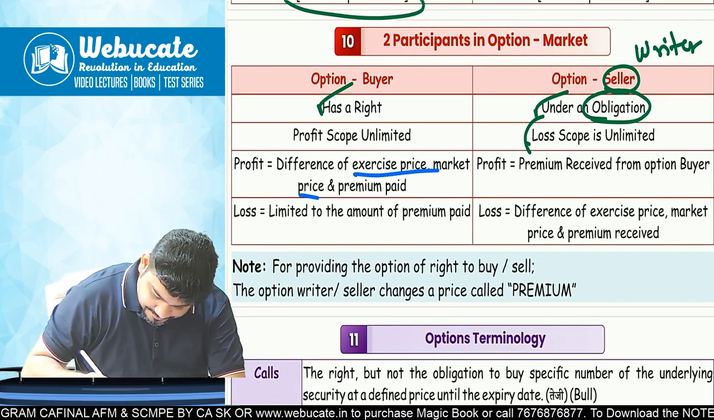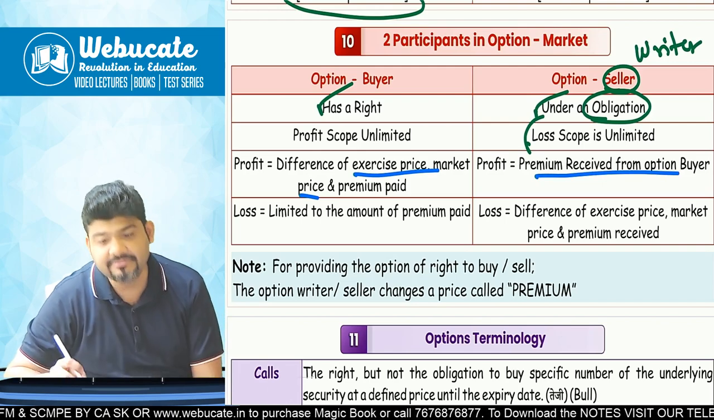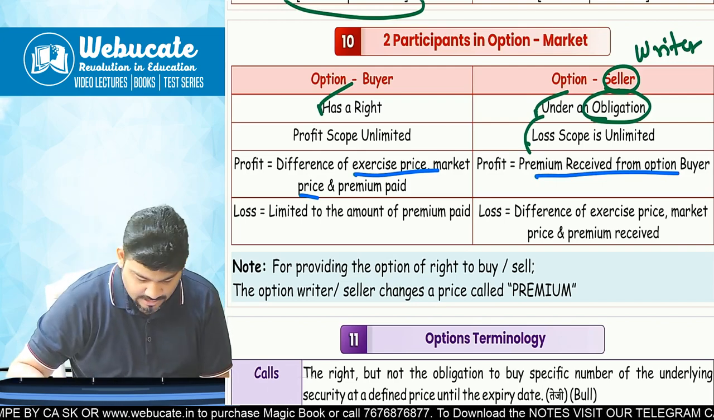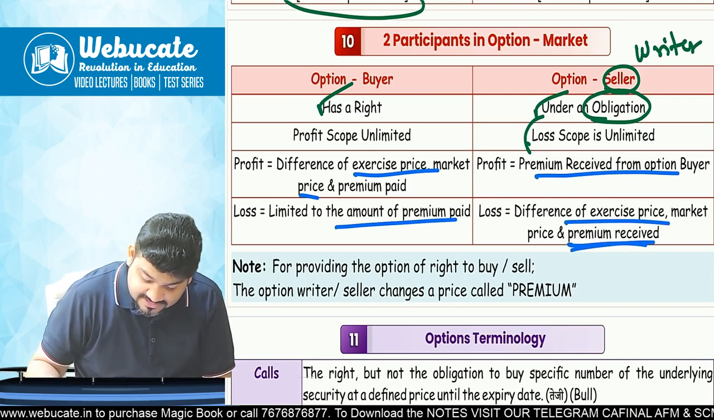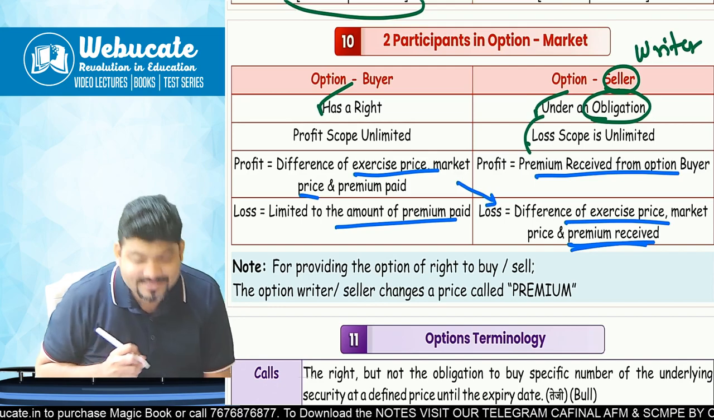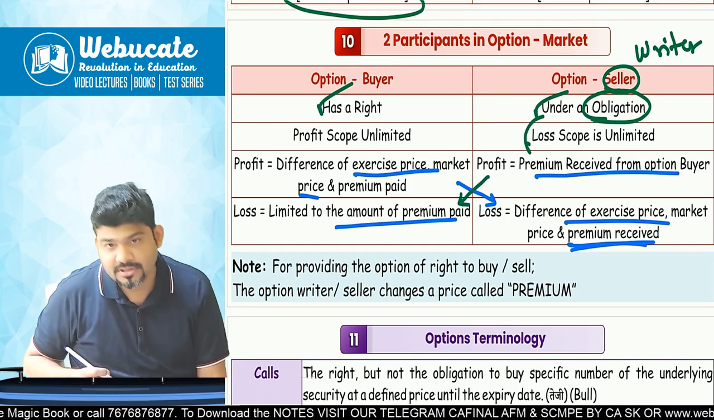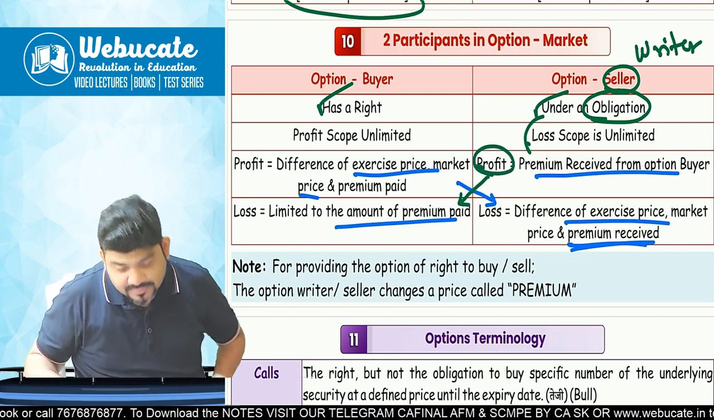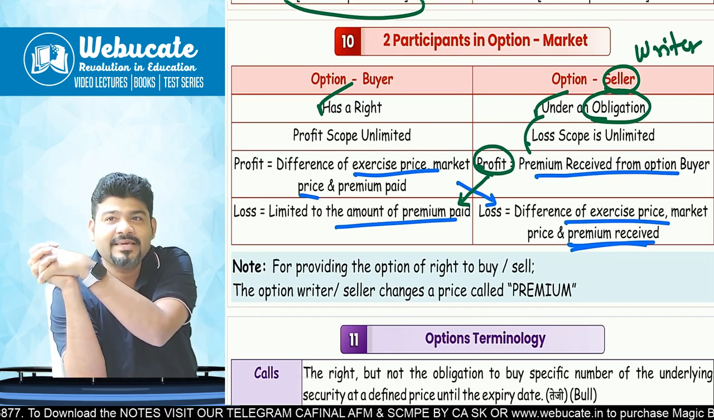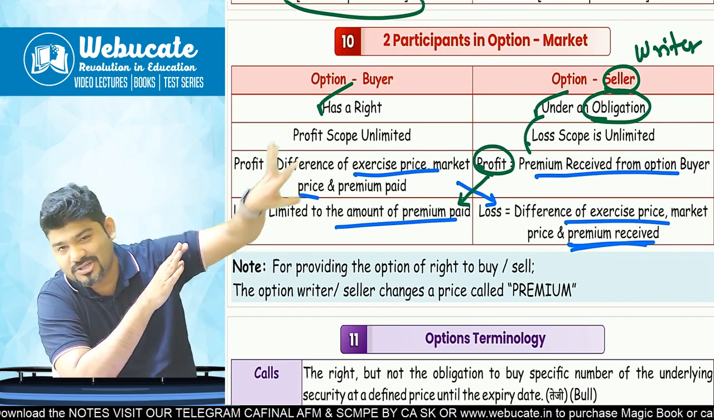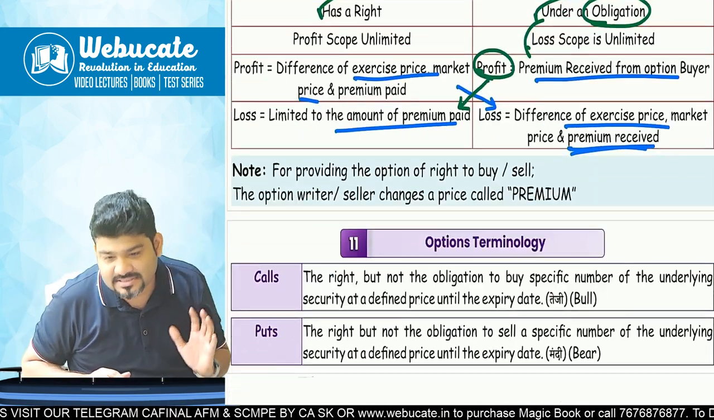And in case of the option seller, profit is the premium received from the option buyer. Loss is equal to the difference of exercise price and market price. So see here, his profit is his loss. Right? What is profit for him? If that option buyer does not exercise the right, then whatever premium he has paid becomes the option buyer's loss, but that becomes the option seller's profit. Gotcha, everybody? Yes, sir. So that's how it works.